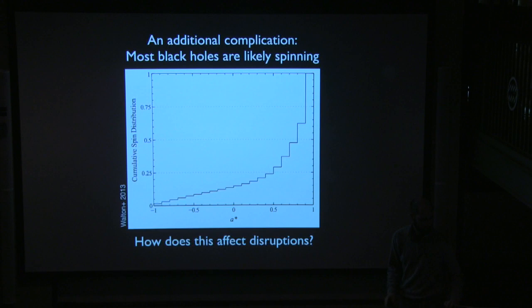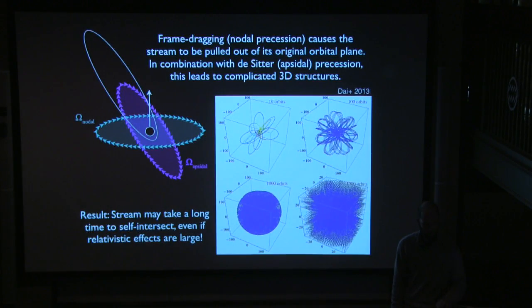The point is, though, that they're not all at zero. They have a range of spins. And a lot of people think that the spins may be biased towards higher values rather than smaller values. So what does the spin do?